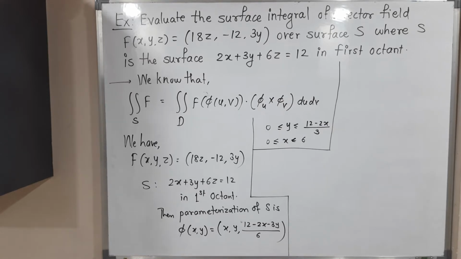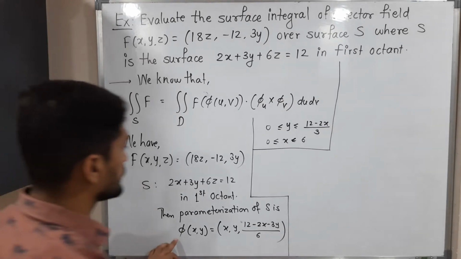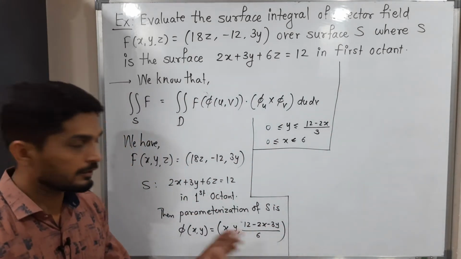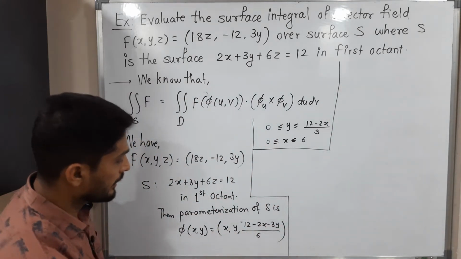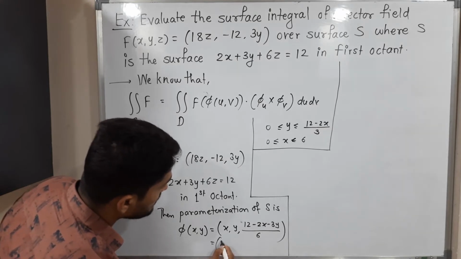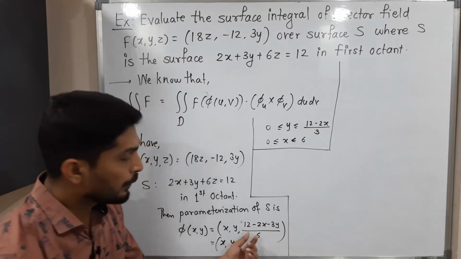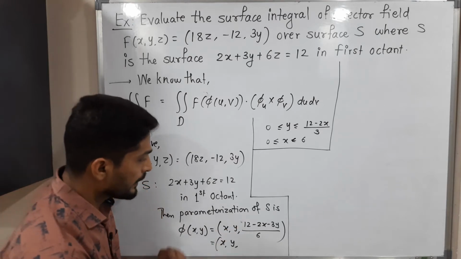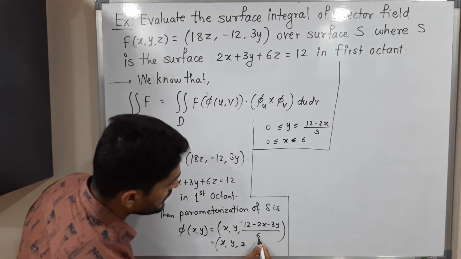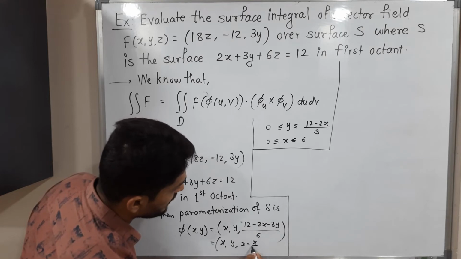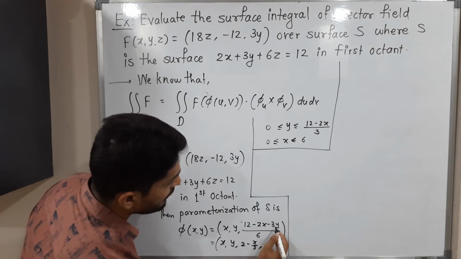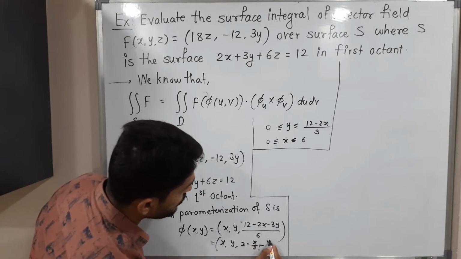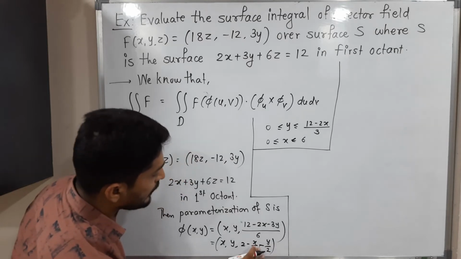So let us find the derivative of phi with respect to x first. What will I do? I will simplify it first, so it will be better. I will divide separately, then calculations will be easier. So 12 by 6 is 2, 2x by 6 means x by 3, and if you divide 3y by 6, it will be minus y by 2. So now it is easy.